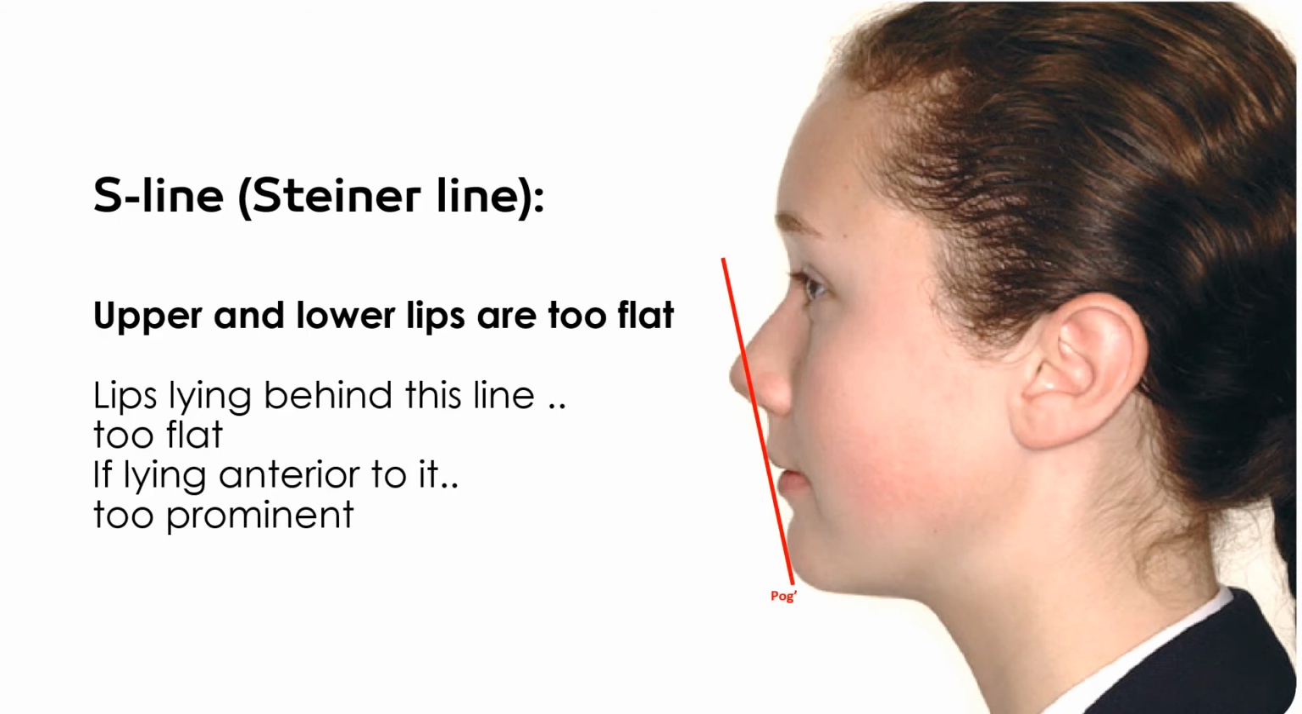The S-line or Steiner line. The upper and lower lips are too flat. As we can see, when the lips are lying behind this line, they are too flat. If they are anterior to it, they are too prominent.